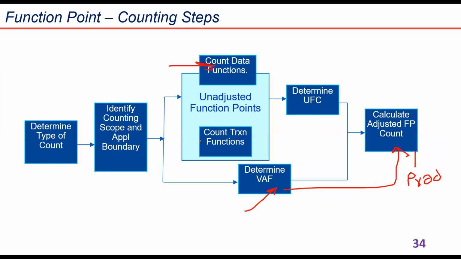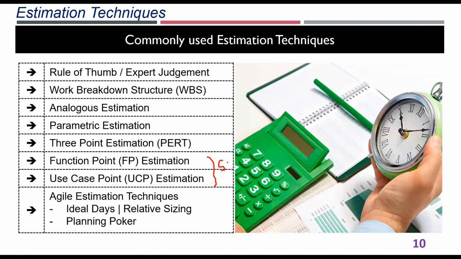And you count the data functions, you count the transaction functions, and then you determine the unadjusted function points. You apply the value adjustment factors. So on the raw function points, there's a value adjustment factor what you apply to get the adjusted function points, and that will give to you, to some extent, the volume or the size of work what you have to do. So these two techniques, use case point estimation technique and function point estimation technique, they will give you a kind of a size of the product, right? How big or small the size is will be coming out with the function point and the use case point estimation technique.